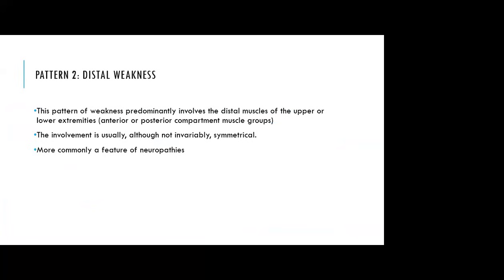Pattern two is distal weakness. This pattern of weakness predominantly involves the distal muscles of the upper or lower extremities, the anterior or posterior compartment muscle groups. The involvement is usually, although not invariably, symmetrical. It's more commonly a feature of neuropathies.